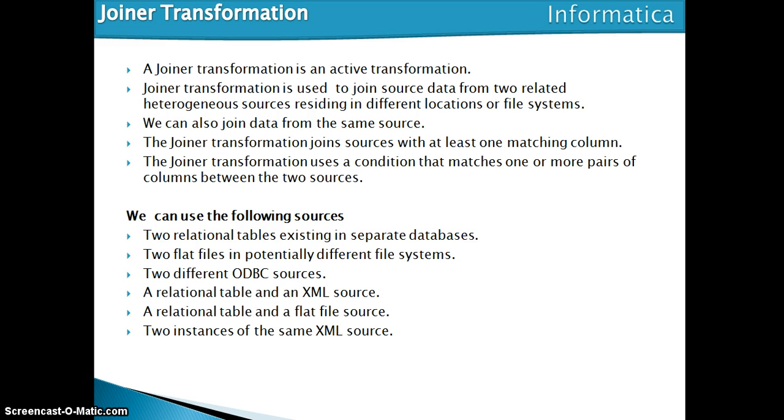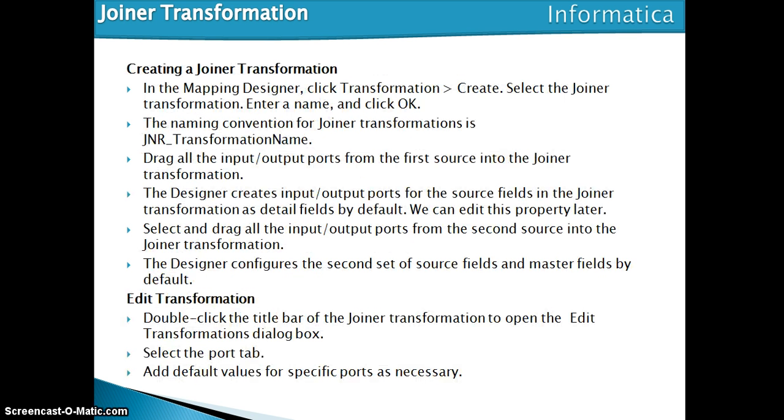So in Informatica, for joiner transformation, we can use data sources as two relational tables existing in the same database or separate databases in different locations, two flat files in potentially different file systems, and different ODBC sources as well, a relational table and an XML source, a relational table and a flat file source, or two instances of the XML source, and creating a joiner transformation.